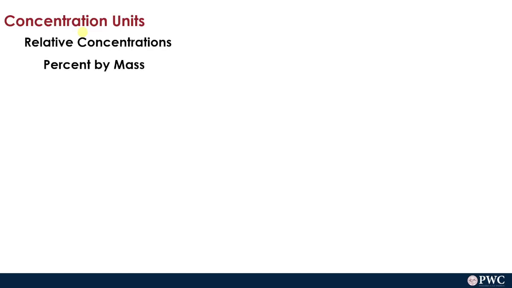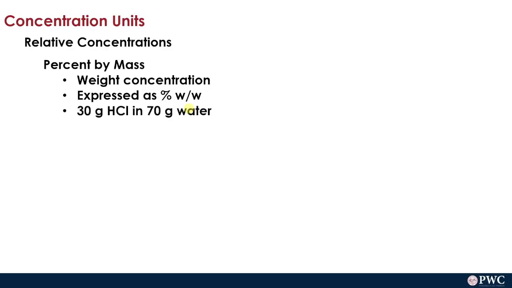Percent by mass is also referred to as the weight concentration. This is expressed as percent weight per weight. Let's consider this one: we have 30 grams of HCl in 70 grams of water. Let's start with the formula. Again, the formula for percent by mass is equal to the mass of the solute over the mass of the solution.